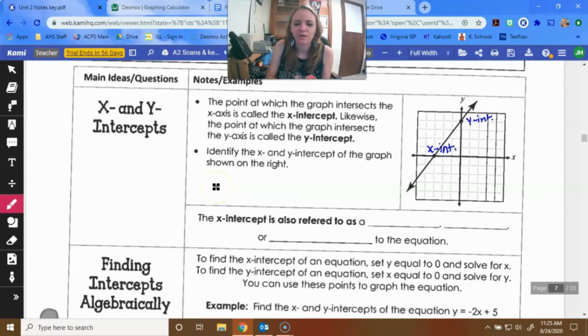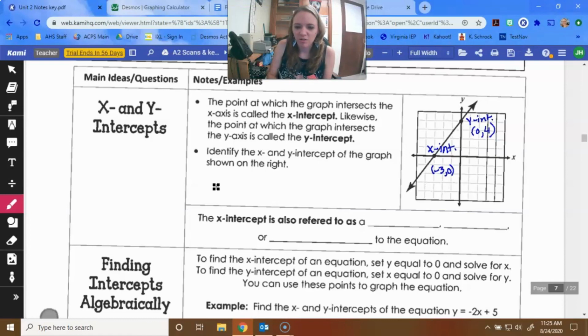Identify the x and y intercept of the graph shown at the right. So in this case, my x-intercept is -3, 0, or just -3 is okay. For the y-intercept, 1, 2, 3, 4. So that's 0, so I don't go left or right, but I do go up 4. So the y-intercept is 4, okay?